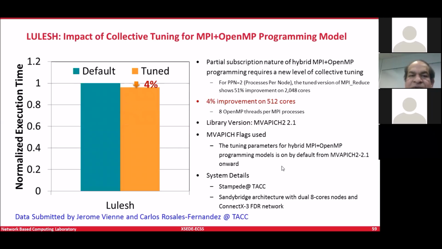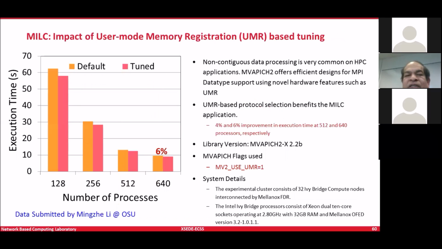A similar kind of study was done for the second one, which is for Lulesh. Again, it was done by Jerome and Carlos. Here you can see that for PPN 2, processes per node, the tuned version of MPI reduce shows around a 4% improvement on 512 cores, and on 2K cores we can get around a 51% improvement. So these are the kinds of tuning studies we have done, and as we learn from them, we actually incorporate some of these things internally into our stack also.